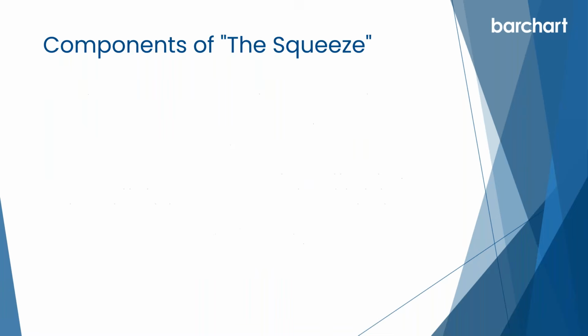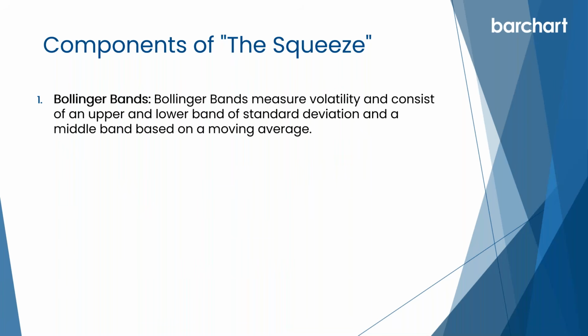Now, the components of the squeeze. One of them could be attributed to the naming of this indicator, and that would be Bollinger Bands. Bollinger Bands are a measure of volatility that consists of an upper and lower band of a standard deviation, and a middle band based on a moving average. Now, we're going to eliminate the middle band in my demonstration later.